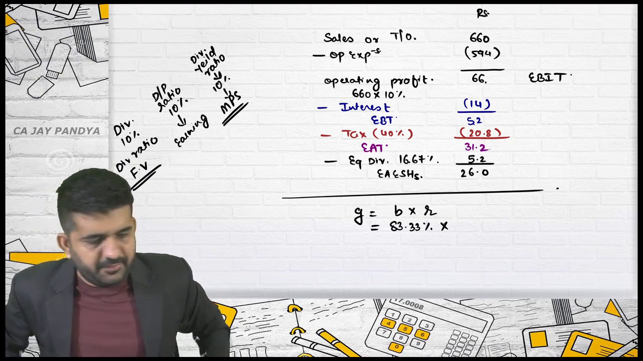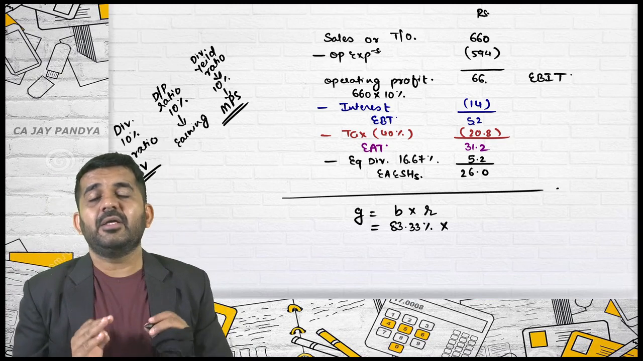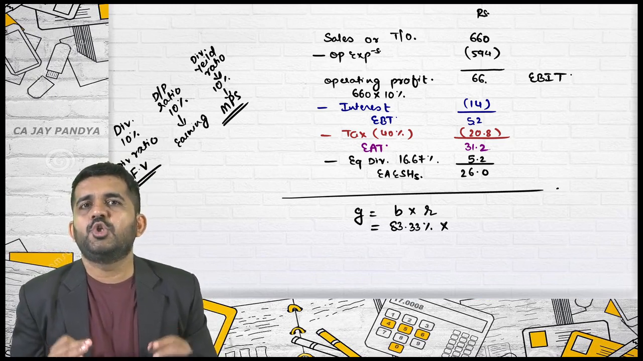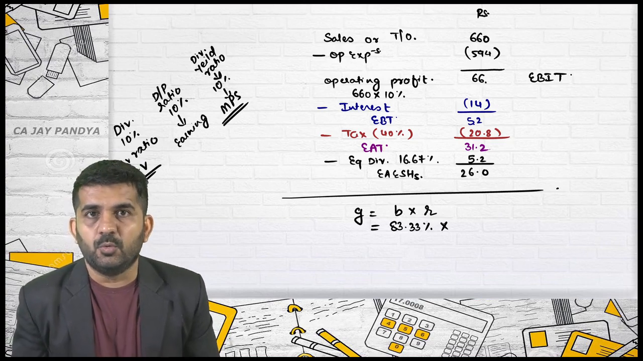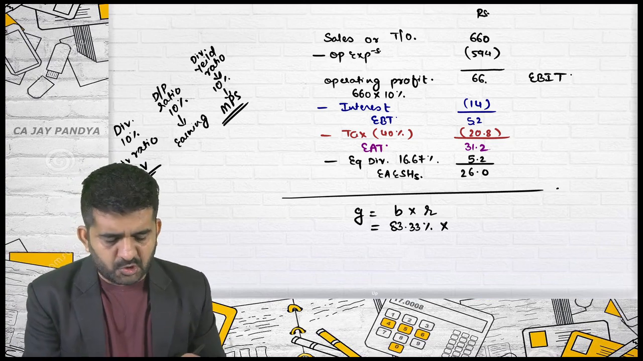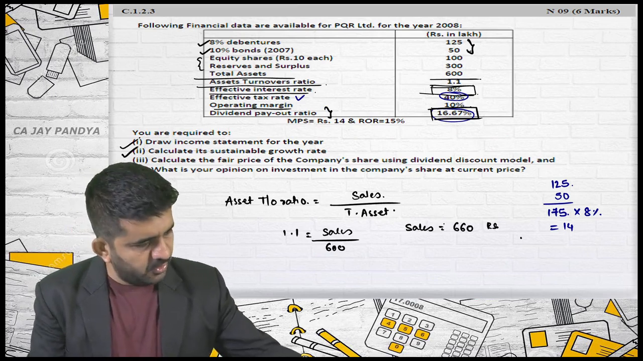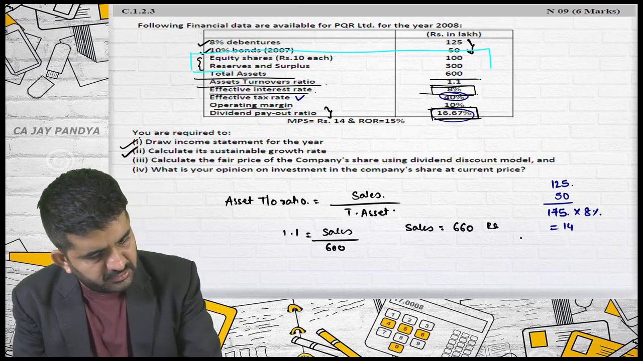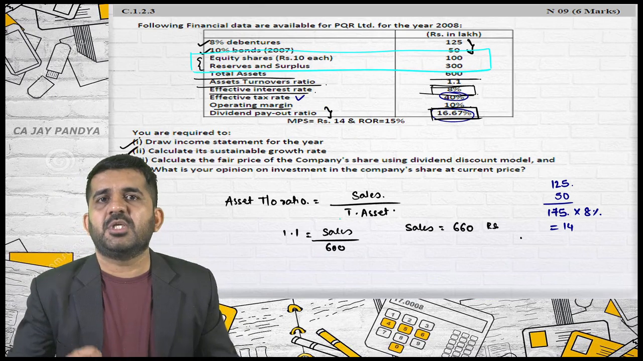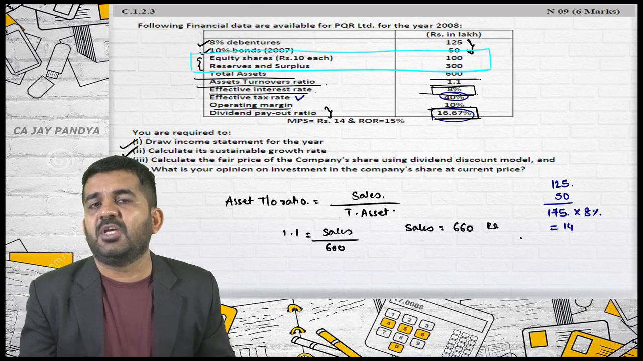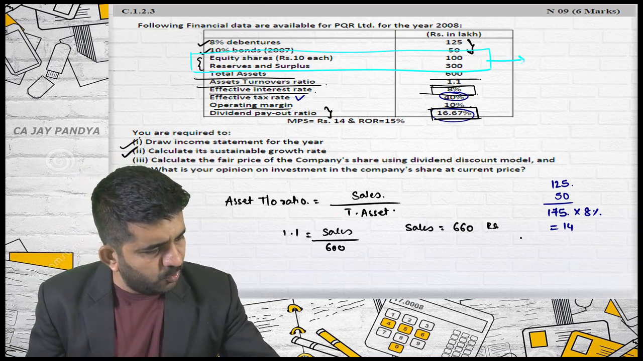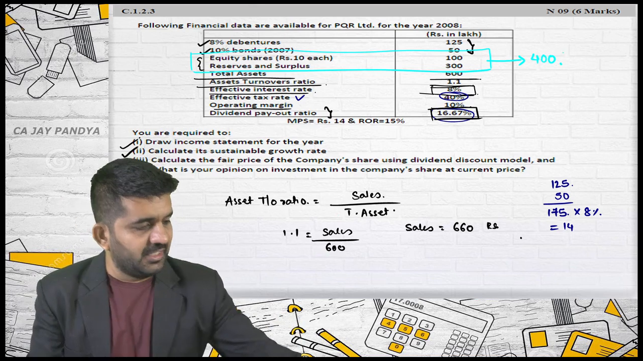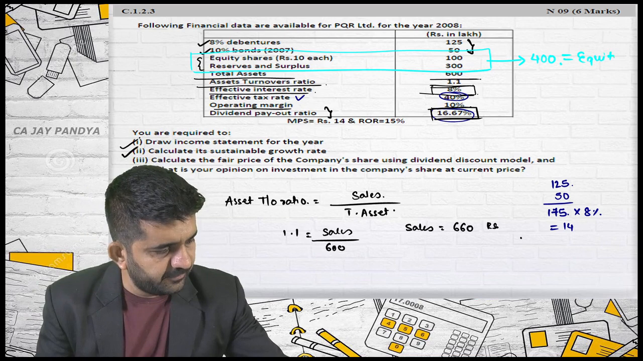R is somewhat typical. Please try to concentrate. R is a return on investment or return on equity. Normally it should be taken from owner's point of view. So who are the owners of this company? Please try to understand. Owners of this company are equity shareholders. And please understand, reserves and surplus always becomes a part of equity. Is it correct? So who are the owners and how much is their investment? 400. Is it correct? So this is equity. It is also termed as equity.